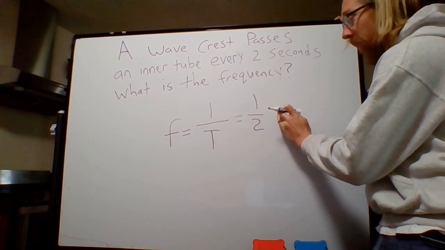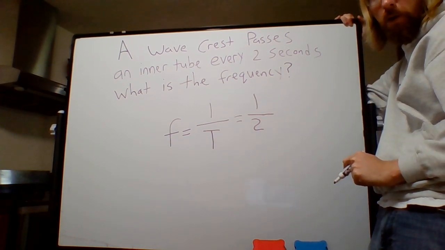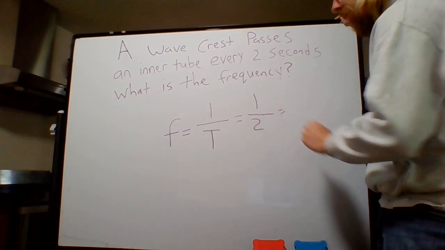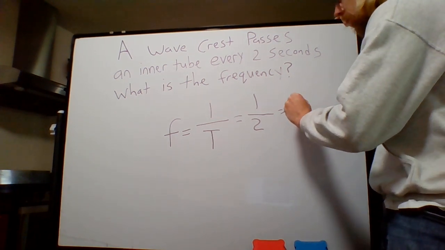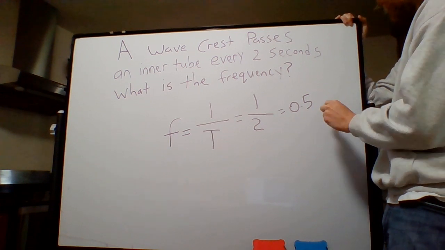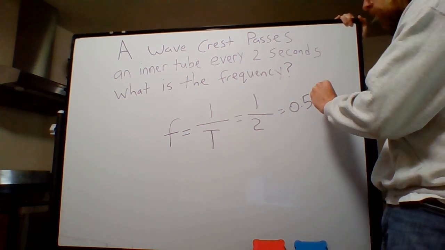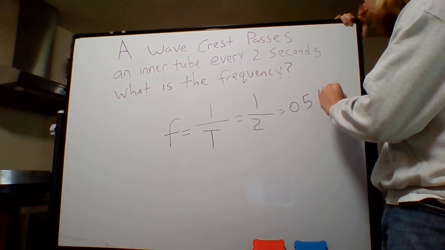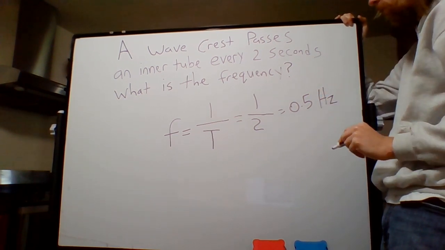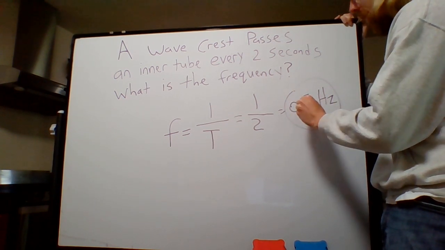Let me write that a little bit more neatly. F equals 1 over 2, and that means that frequency is 0.5. Now, your unit for frequency will be hertz. You write Hz as the symbol for hertz. So 0.5 hertz is the answer.